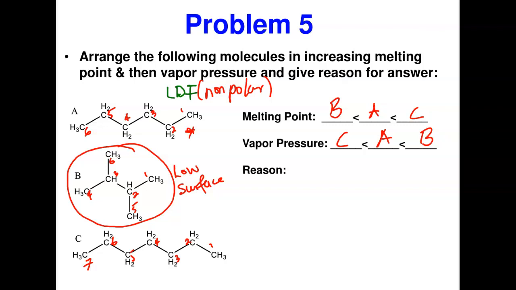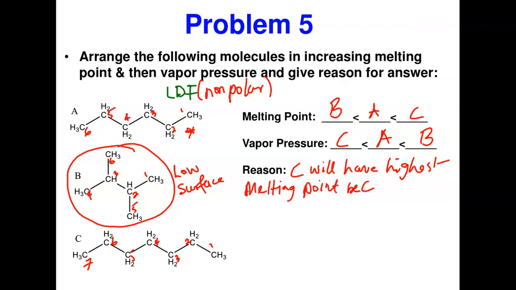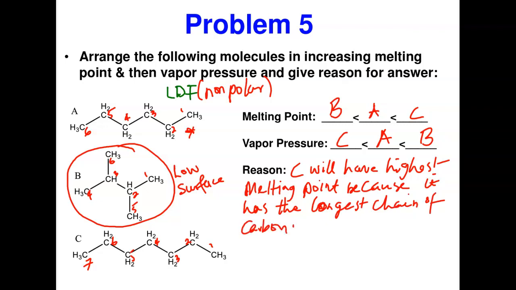And what are the reasons? The reasons are simple. So C will have what? The highest boiling point. C will have the highest boiling melting point because it has the longest chain of carbon. So that is the reason.